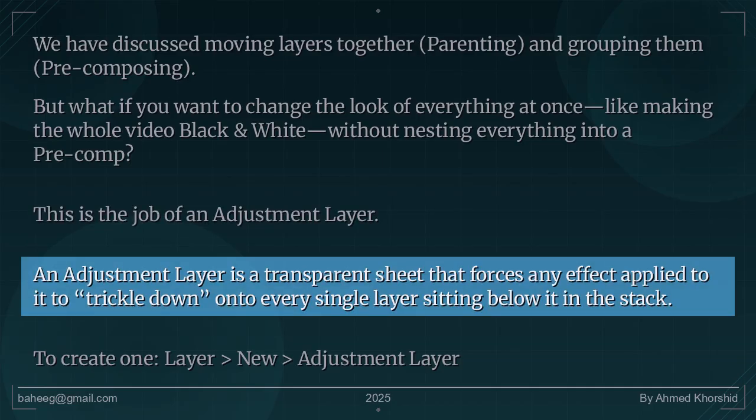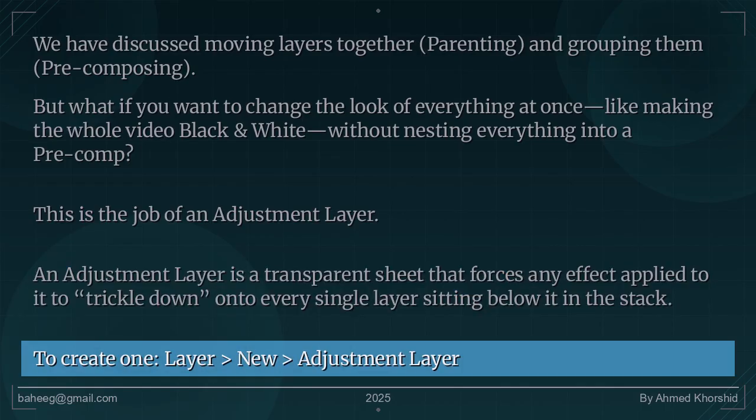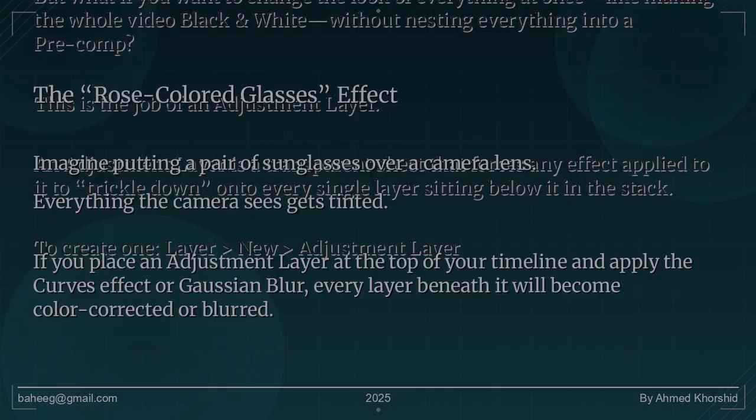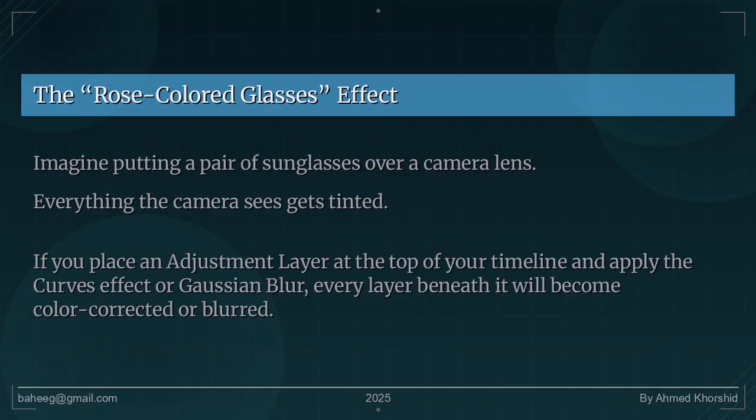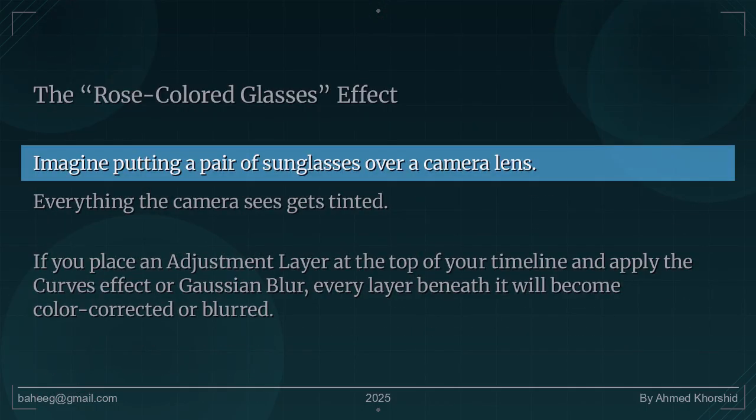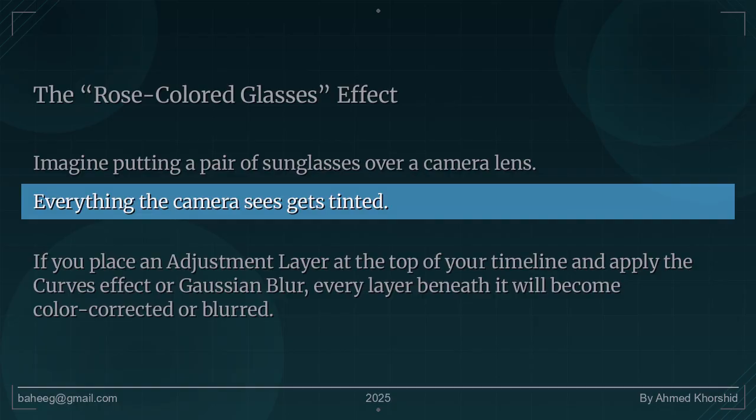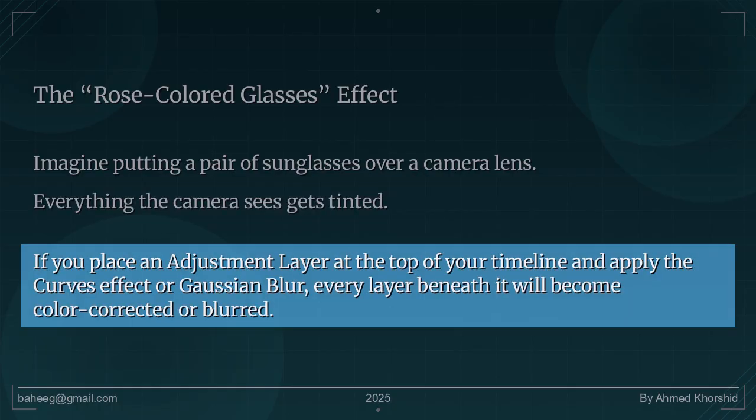An adjustment layer is a transparent sheet that forces any effect applied to it to trickle down onto every single layer sitting below it in the stack. To create one, Layer, New, Adjustment Layer. The rose-colored glasses effect. Imagine putting a pair of sunglasses over a camera lens. Everything the camera sees gets tinted. If you place an adjustment layer at the top of your timeline and apply the Curves effect or Gaussian Blur, every layer beneath it will become color-corrected or blurred.